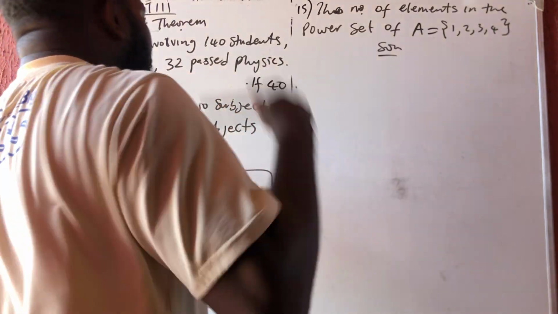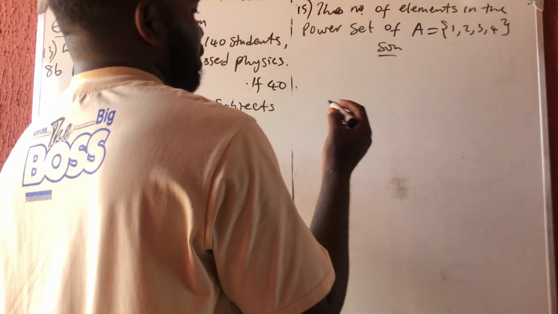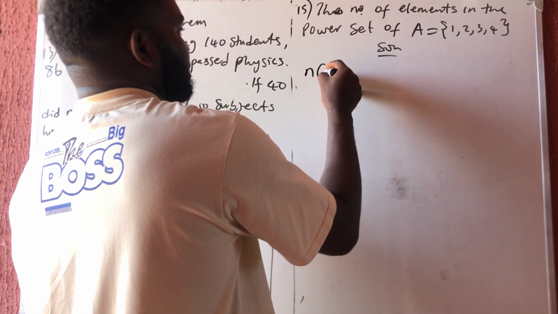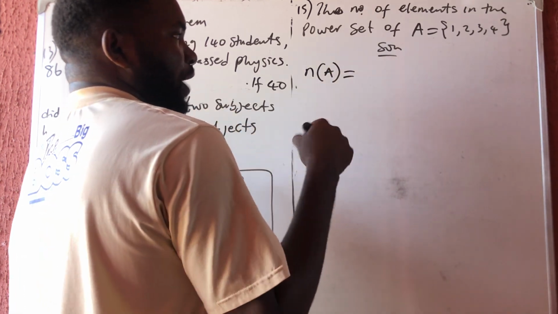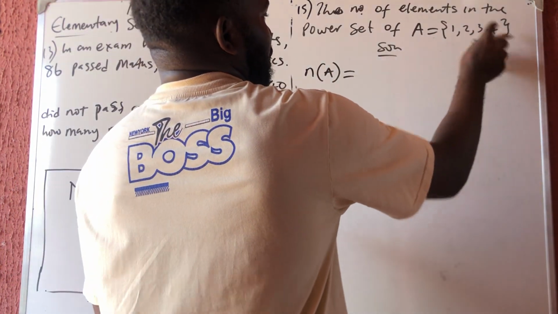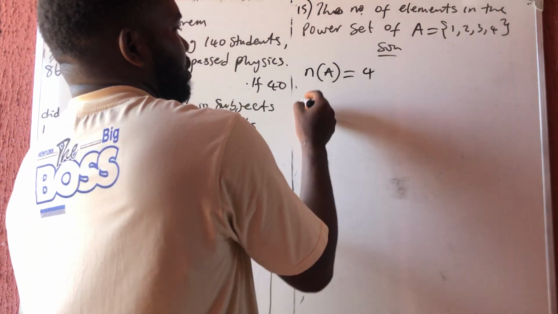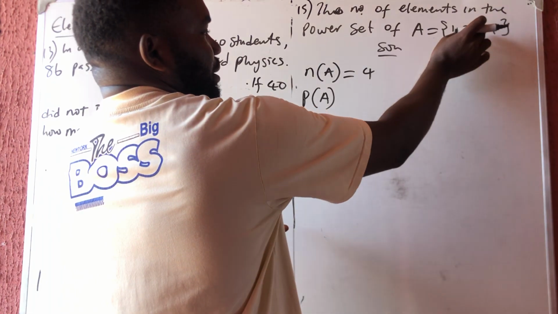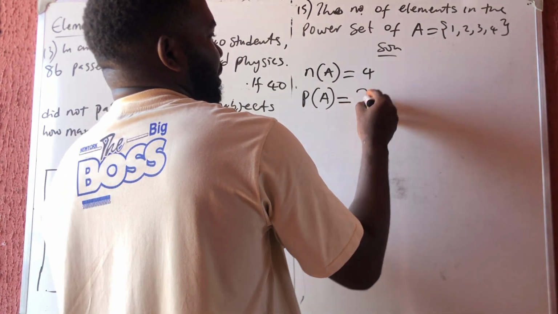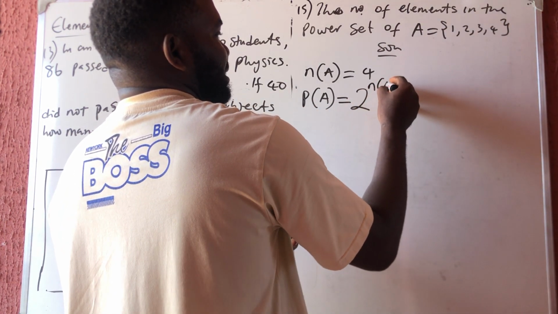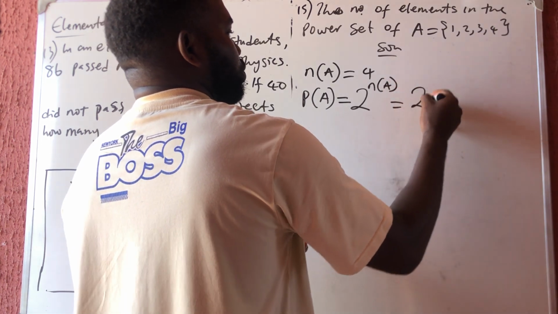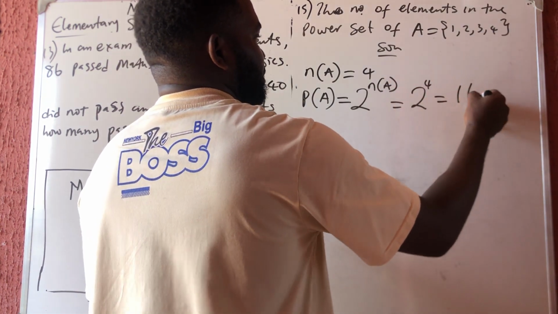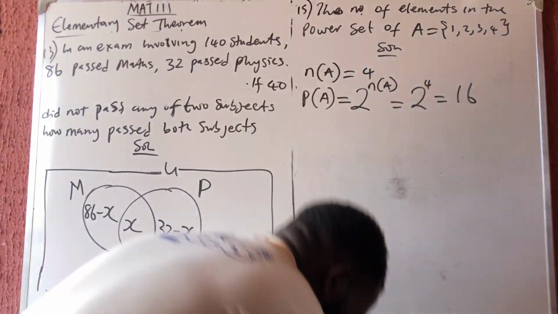How do you find the power of a set? First of all, we need the cardinality of that set, which means the number of elements in that set: 1, 2, 3, 4. They are 4 in number. The power set of A means the number of all the subsets of this set A, and it has a formula: 2 raised to the power of the cardinality of A, which is 2 raised to the power 4. And 2 raised to the power 4 is 16. So 16 is the correct answer.